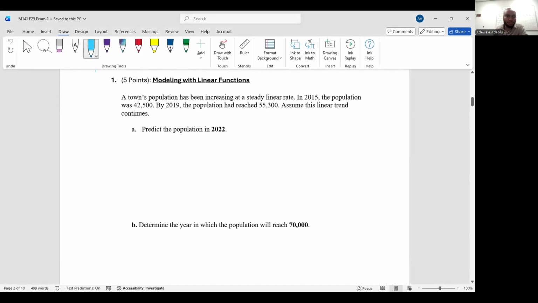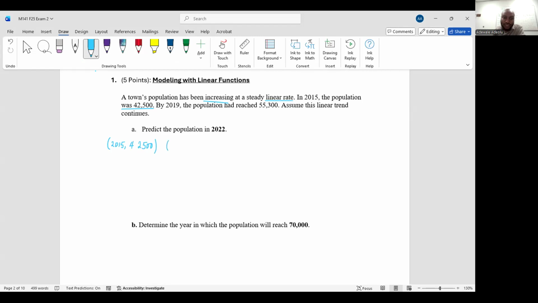Okay, so I will start with number one. We have that a town's population has been increasing at a steady linear rate. There is a key point here. It's a linear rate. In 2015, the population was 42,500.